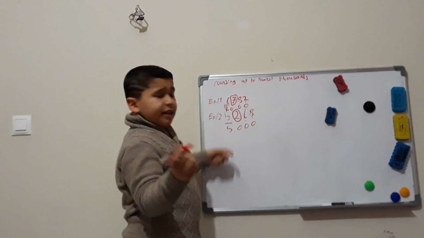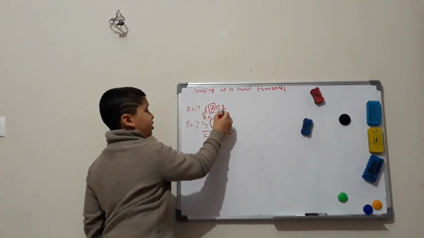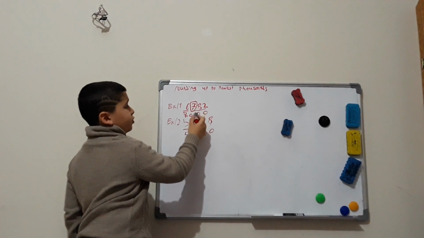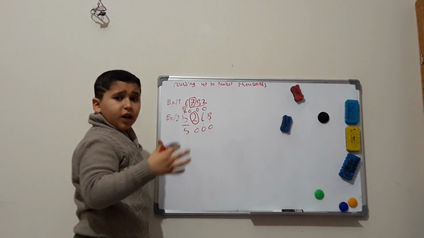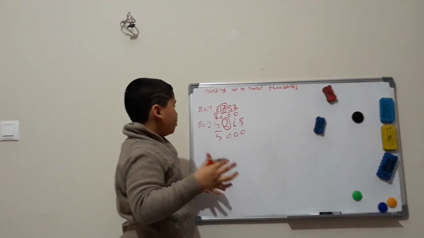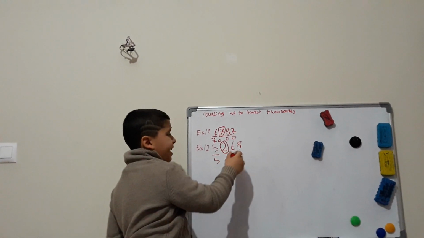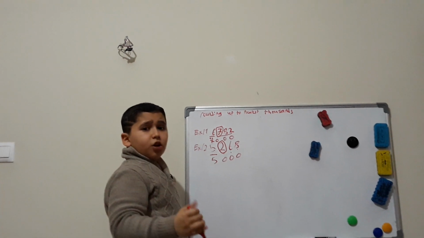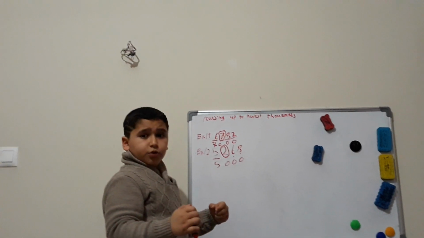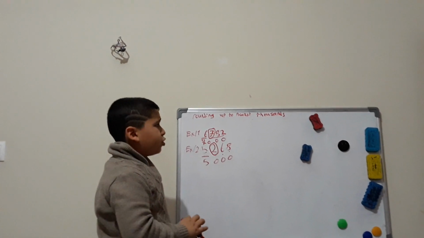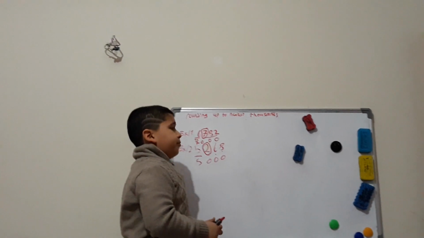Or you can understand it like this. 782 is bigger than 500, so you should round up. But 268 is less than 500, so you should round down. You can do this also. This is your choice. Okay, alright.